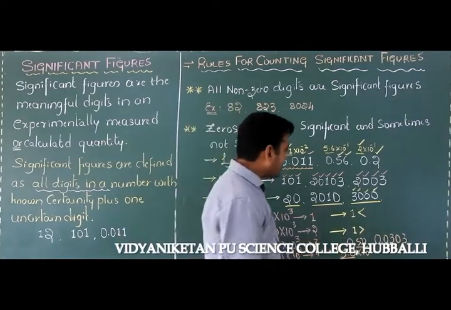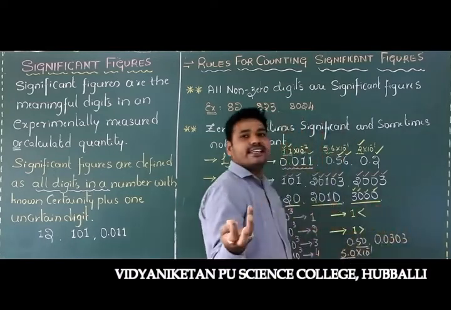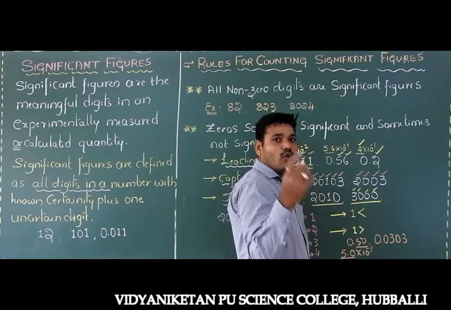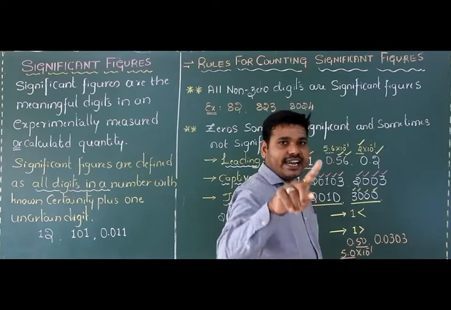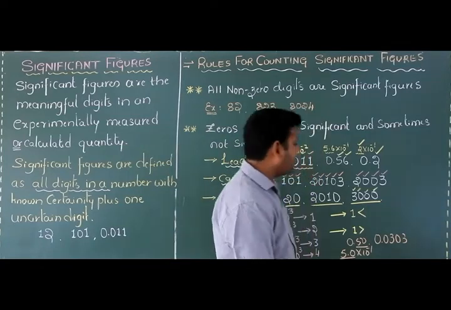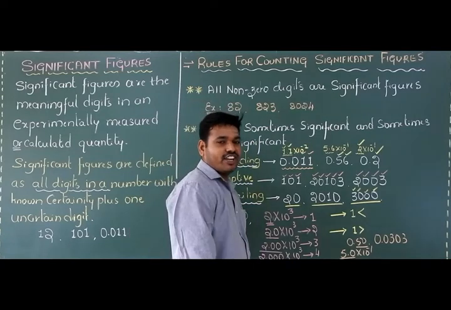Okay? The second example is 0.0303. The number is less than 1. Number is less than 1 means in such cases only the zeros which are present at the right end of the number and the zeros between the two non-zero digits are counted as significant figures.